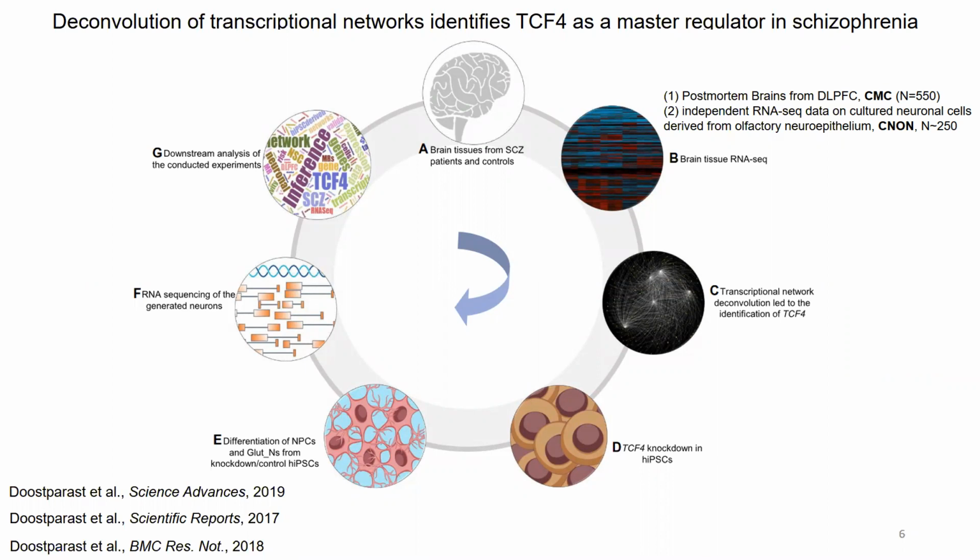Starting with obtaining 2 sets of independent RNA-seq data from the Common Mind Consortium, or CMC, and a second, a little bit smaller scale data set from USC, which was generated from cultured neuronal cells derived from olfactory neuroepithelium, we created regulatory networks using mutual information as a measure of co-expression of genes, given that this type of measure is resistant against dimensionality reduction, and it is powerful in preserving the geometric properties of the data points in lower dimensions.